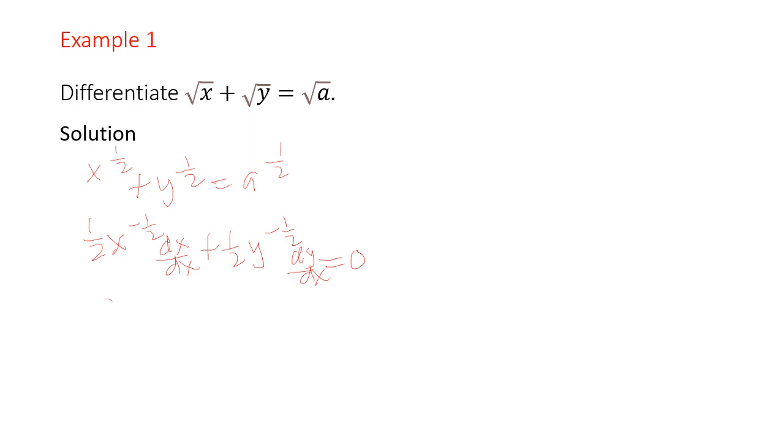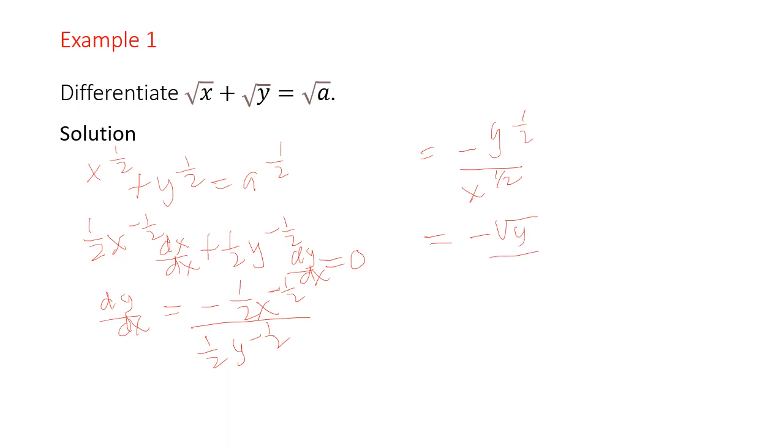So dy over dx equals minus 1/2 x to the power minus 1/2 divided by 1/2 y to the power minus 1/2, or equals minus y to the power 1/2 over x to the power 1/2, or equals minus square root of y over square root of x.